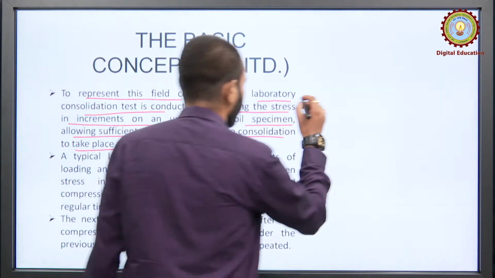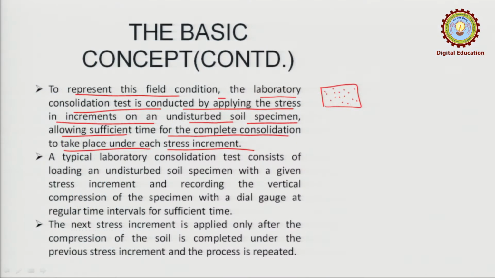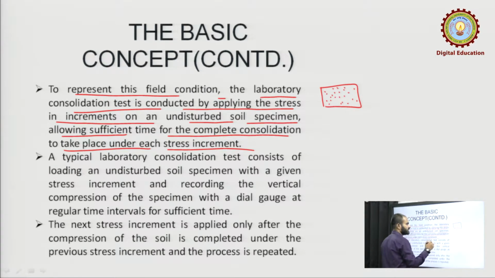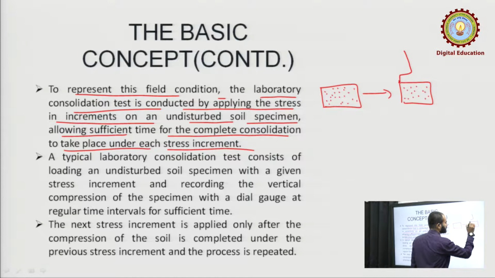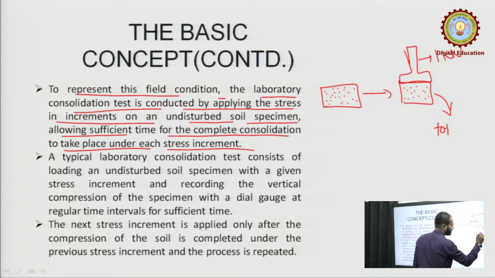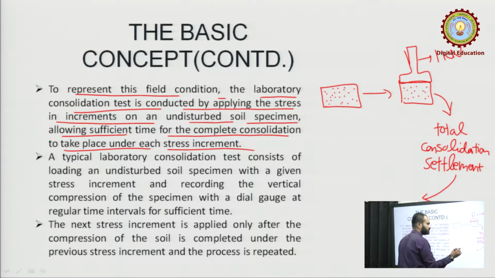So, if say there is a specimen of soil, something like this, okay, something like this. First of all, we will stress it, or apply a load of say 1 kilonewton, then find out the total consolidation settlement. Then again leave it. Okay.